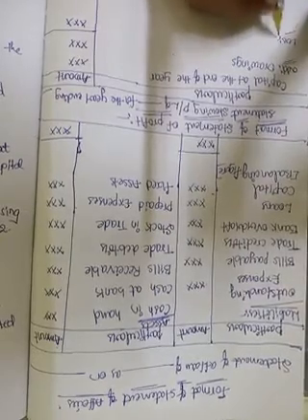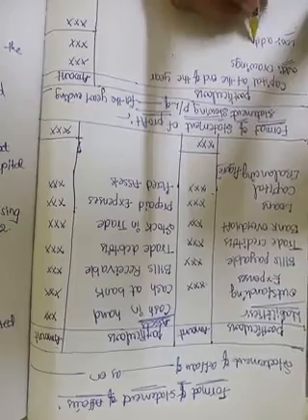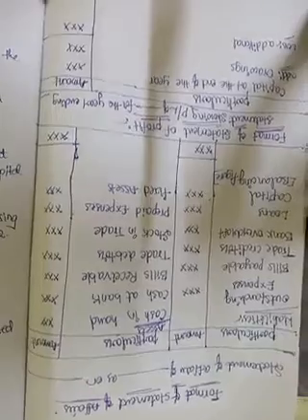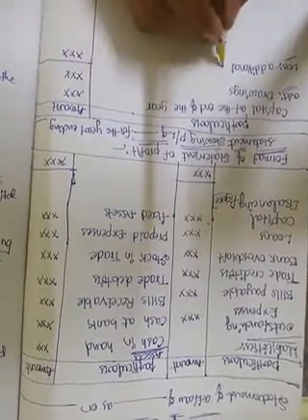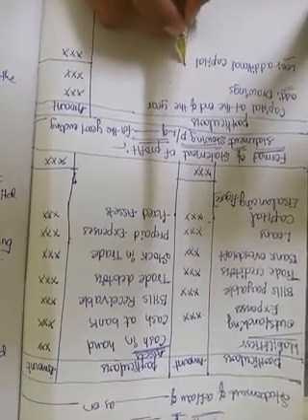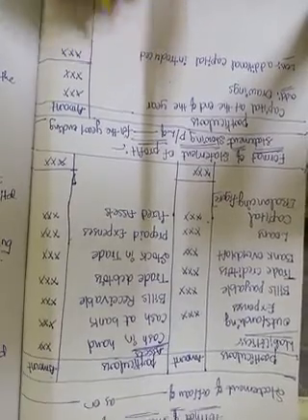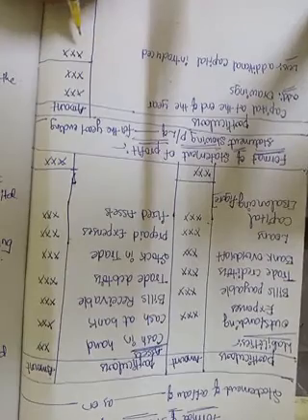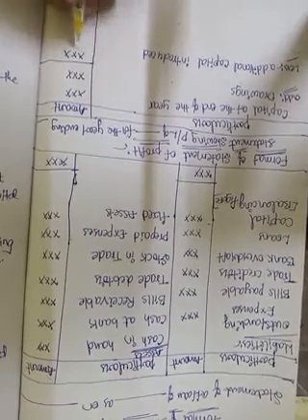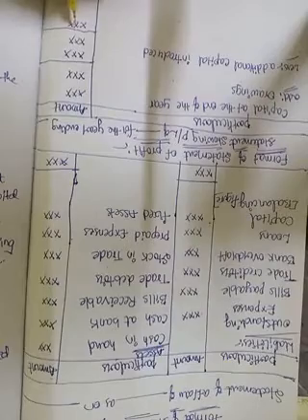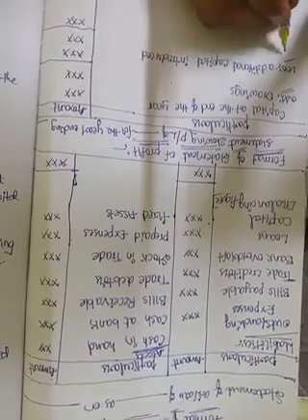Less additional capital introduced. After deducting this, we get some value. This value is adjusted capital at the end of the year.